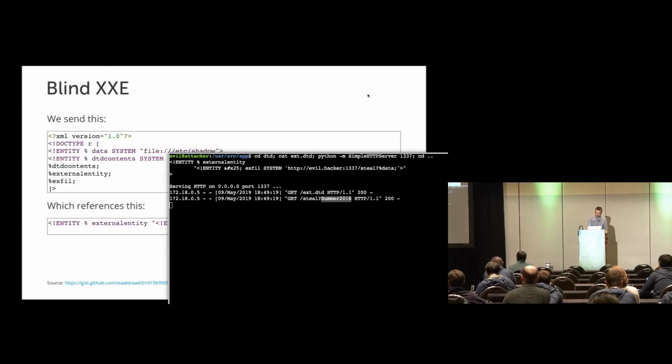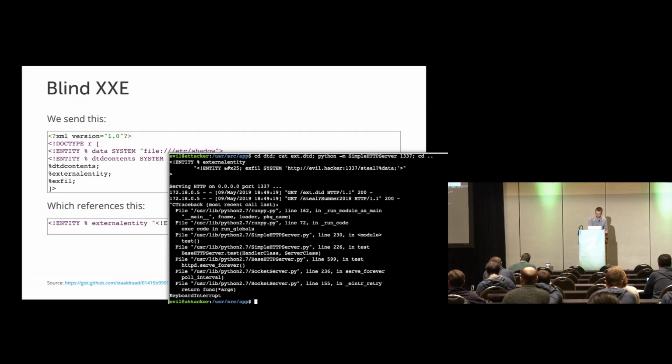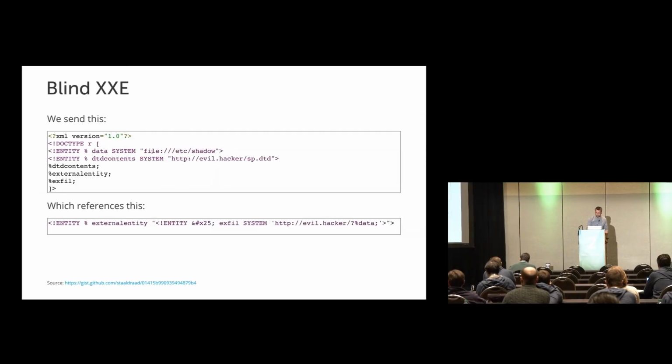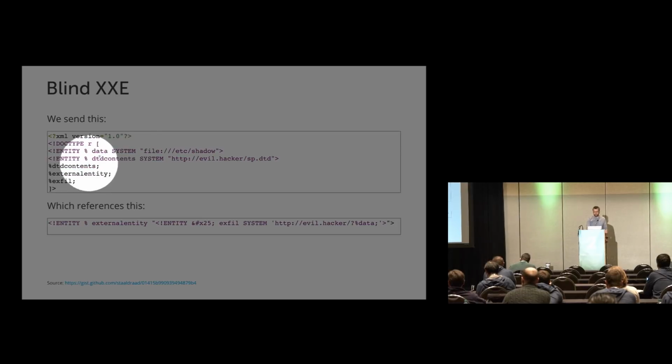So to briefly explain what's going on, I'm just going to close this one. First we're defining a parameter called data, and the contents of data is going to be the contents of a file, in this case /etc/shadow. In the next line, we're defining a new parameter which we're going to grab from my attacker server. So we're going to grab this DTD that we see at the bottom here.